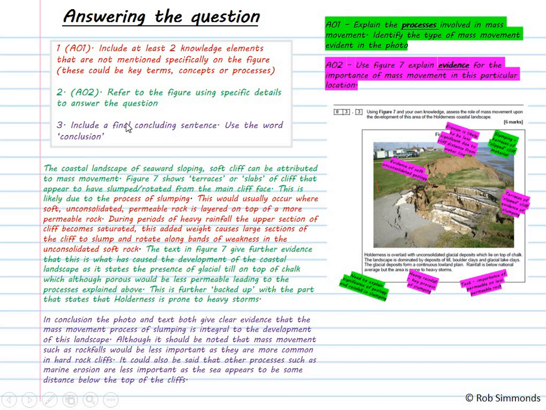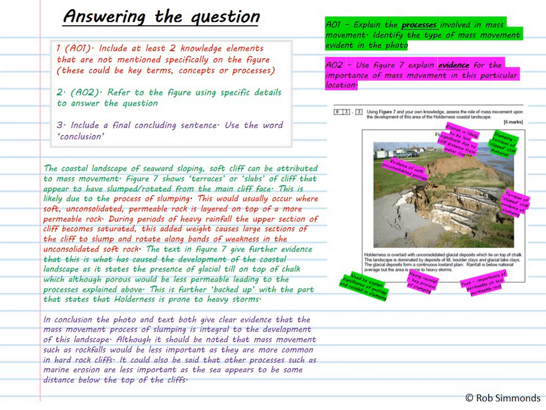So I need to refer to the figure a little bit more to apply my knowledge to the situation. So let's pick out the text. The text in figure 7 gives further evidence that this is what has caused the development of the coastal landscape, as it states that the presence of glacial till on top of the chalk, which although porous would be less permeable, leading to the process explained above. This is further backed up with the part that states that Holderness is prone to heavy storms.